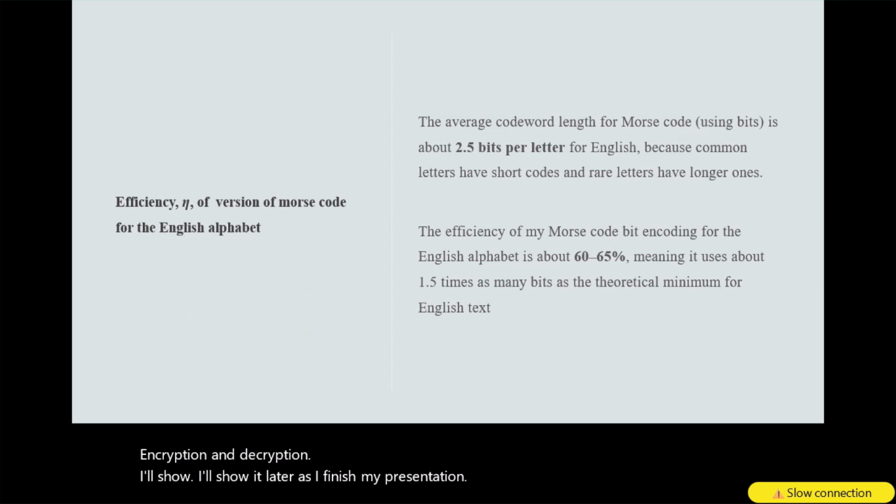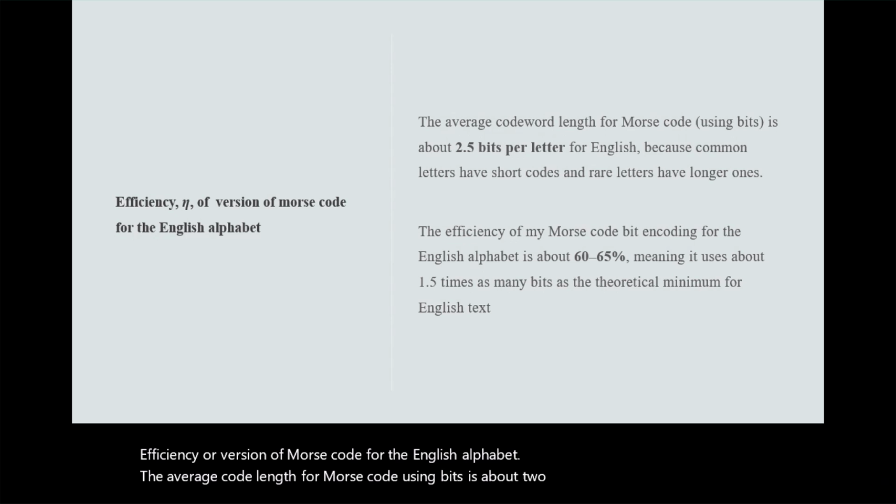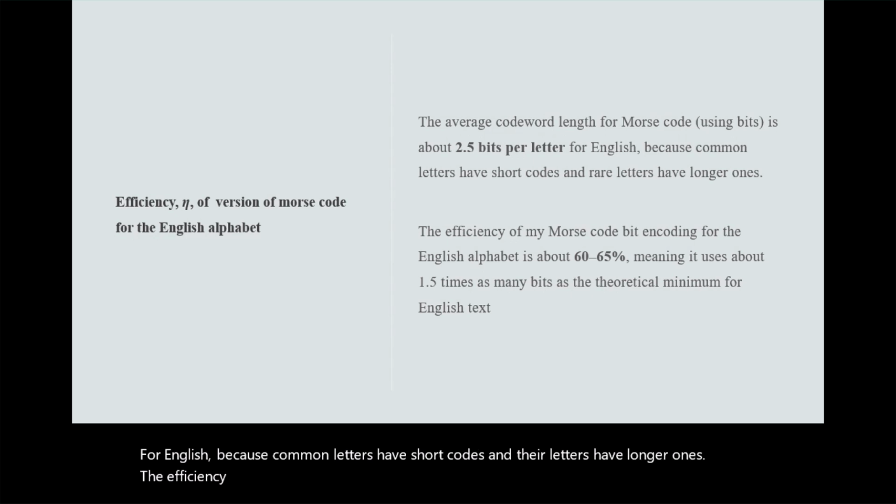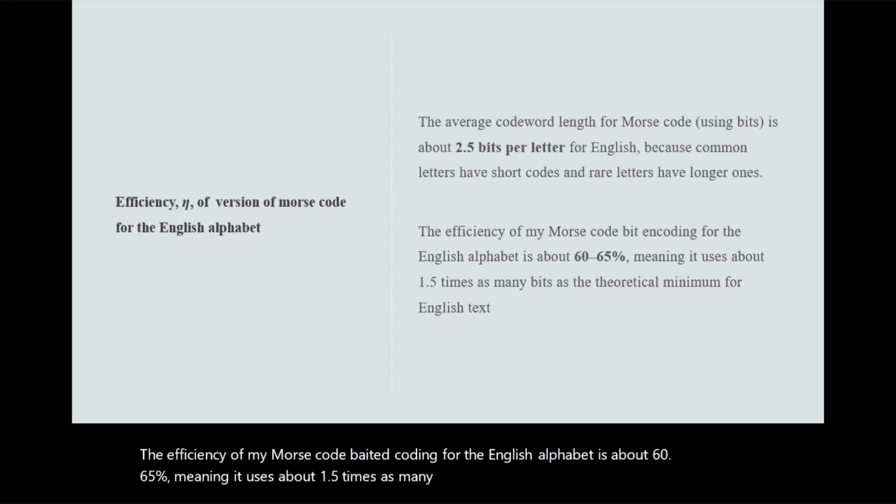Efficiency of the binary version of Morse code for the English alphabet. The average code length for Morse code using bits is about 2.5 bits per letter for English, because common letters have short codes and rare letters have longer ones. The efficiency of my Morse code bit encoding for the English alphabet is about 60 to 65%, meaning it uses about 1.5 times as many bits as the theoretical minimum for English text.